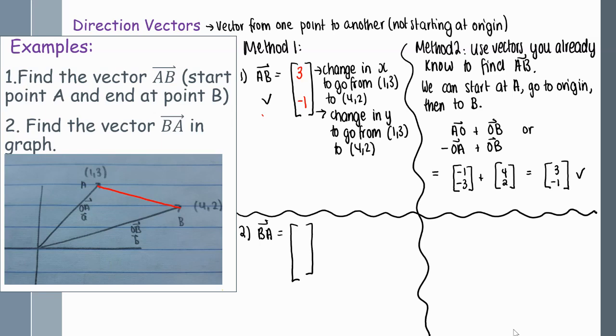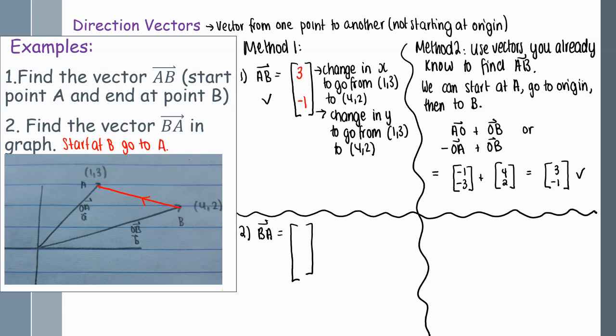I'm going to use the same methods just to display them, but notice that BA is just going to be the negative of AB. So you could simply times AB by -1 and we should get BA. But let's do it the two methods that we used before. We want to start at B and go to A.